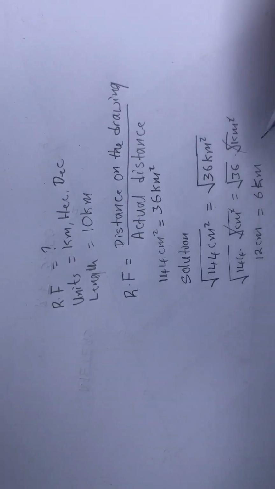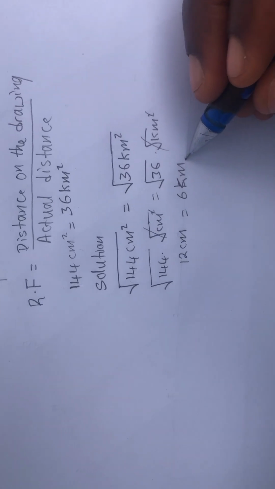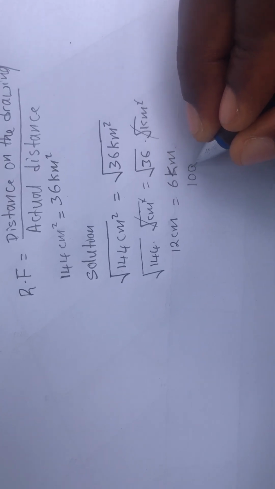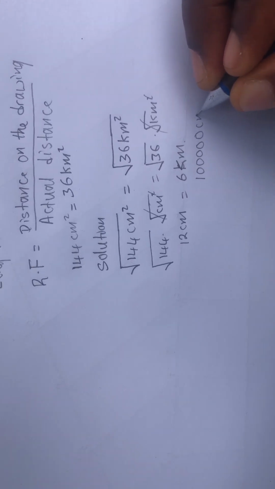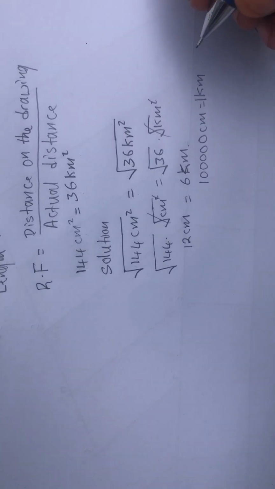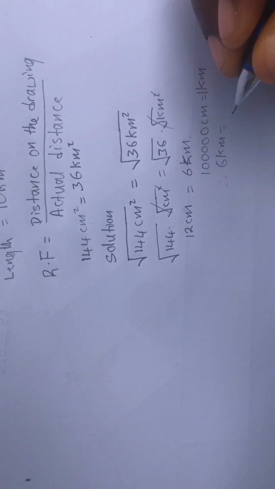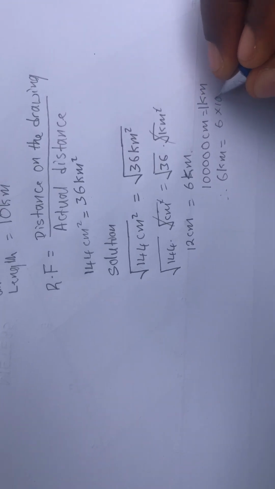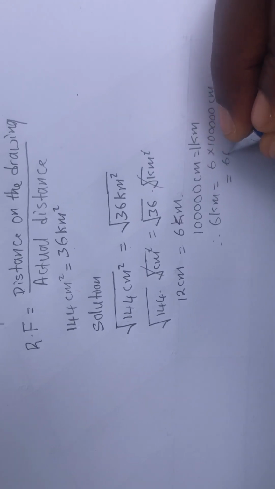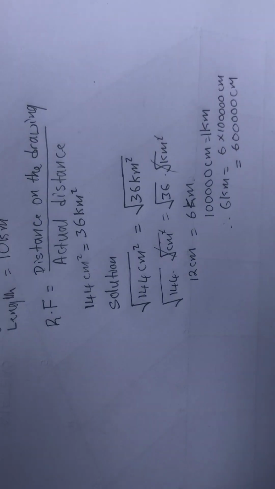After this, the next thing we are going to consider is converting this kilometer down to centimeters. And we know that 100,000 centimeters is equals to 1 kilometer. So therefore 6 kilometer will be equals to 6 times 100,000 centimeter, which is going to give us 600,000 centimeters.